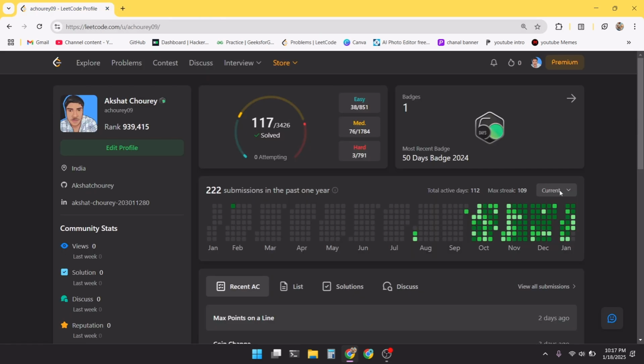And this is the proof that I have done all the questions on time. You may ask why this 109 stack. I myself don't know, but I actually did a whole 110 questions. So the total active days is 112 and the max stack is 109.